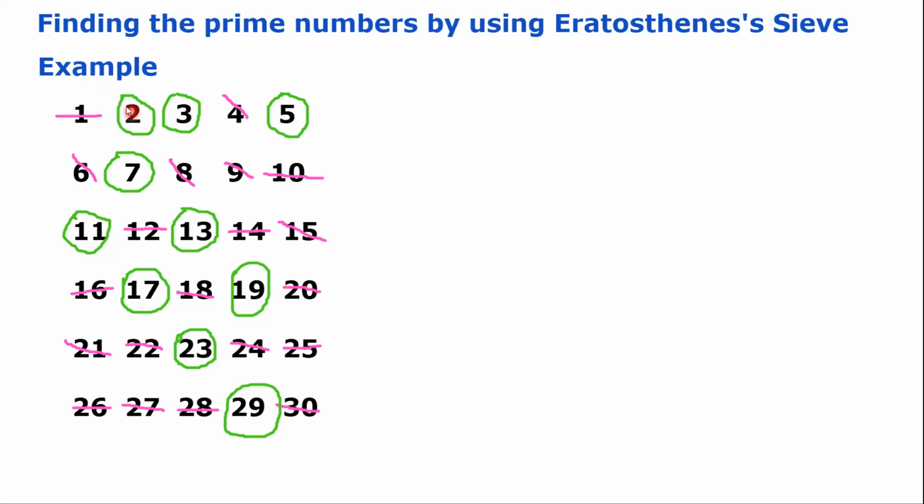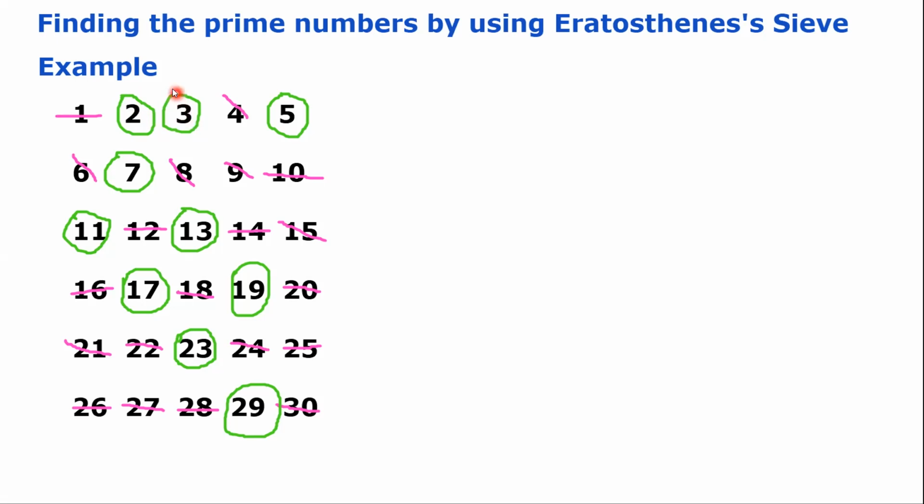Then when you finish circling 2, you cancel all the multiples of 2. That is why you are able to cancel 4, 6, 8, 10, 12, 14, 16, 18, 20, 22, 24, 26, 28, and 30. Those are the multiples of 2. Okay, then when you finish cancelling all the multiples of 2, you circle the next number that is not cancelled. It is very necessary. The next number that is not cancelled. So here from the 2, the next number that is not cancelled was 3.